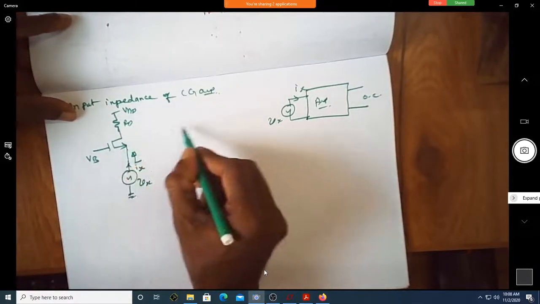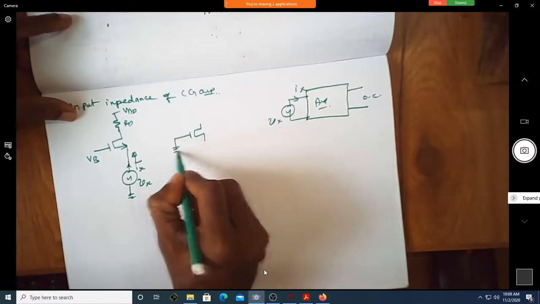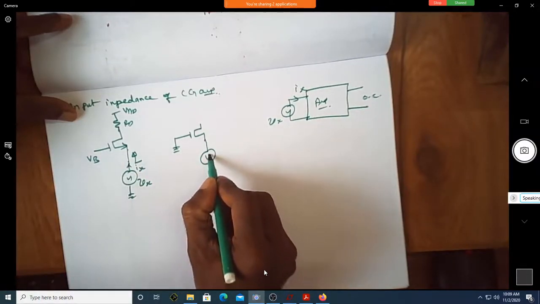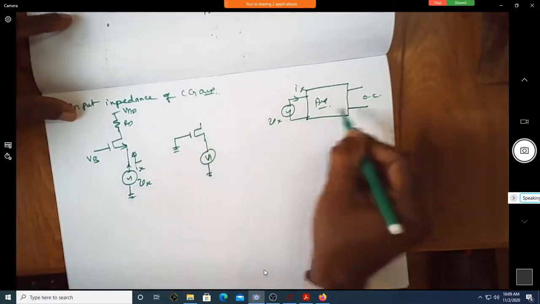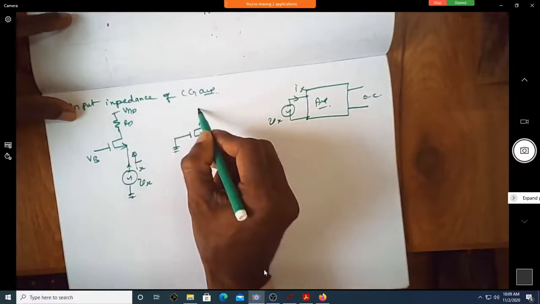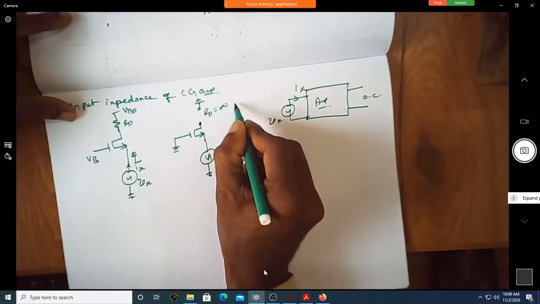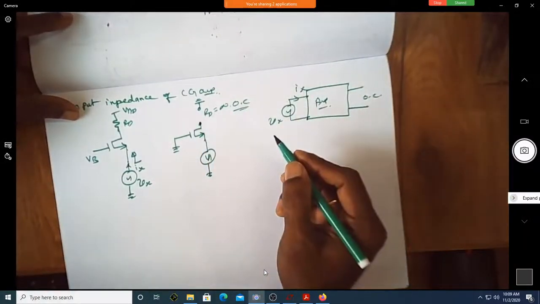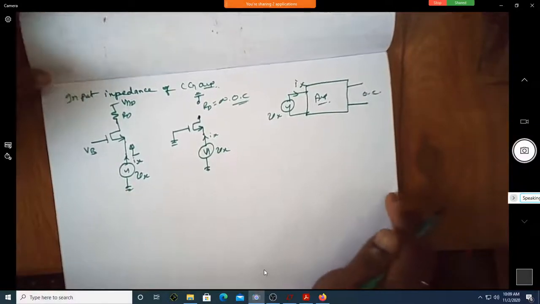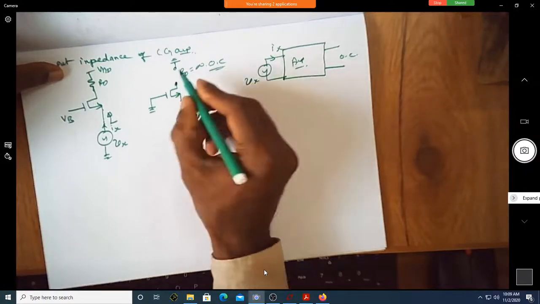When I want to write its AC equivalent, I ground the DC voltage. So VB is grounded, and VDD is also grounded, and since it is open circuited, that is not visible at all. This is RD, which is infinity, because you have open circuited the load. This is Ix, and you are trying to find Vx. Let me AC ground that one.